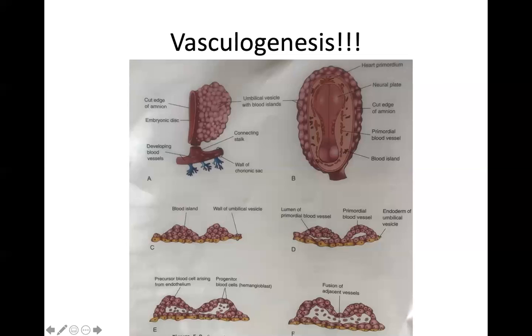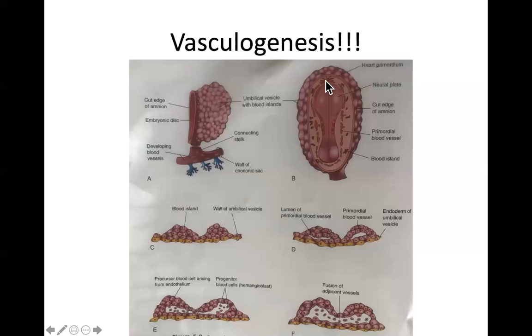At any rate, meanwhile, up here in the cardiogenic area, there are two thick muscular tubes that are forming, and these two tubes are going to join together. They're going to merge into one thick tube, which is the rudimentary heart tube. It's also going to form the great vessels eventually.